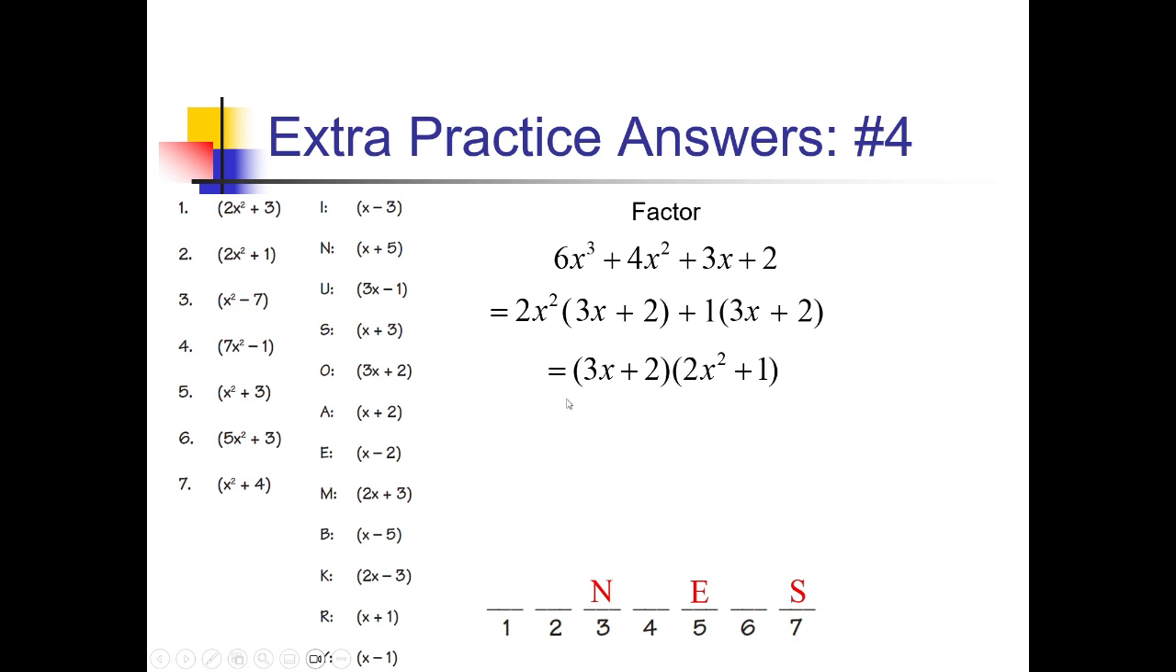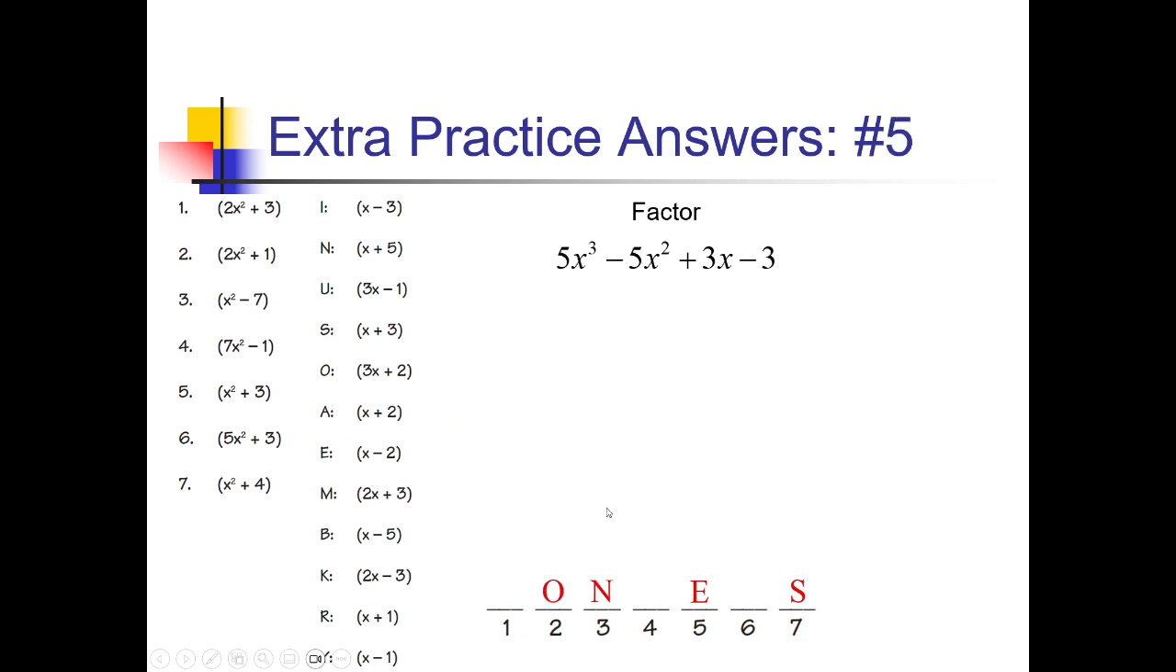And then 2x squared plus 1, that's right here, that's number 2. And then 3x plus 2, that is right down here as O. So that means that 2 and O go together. So number 2 here, I'm going to put an O there.